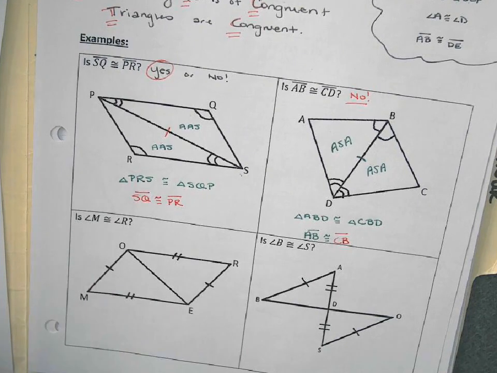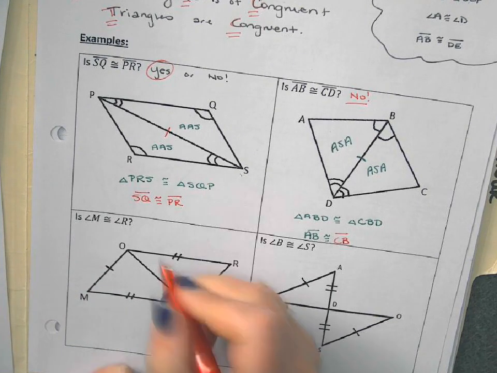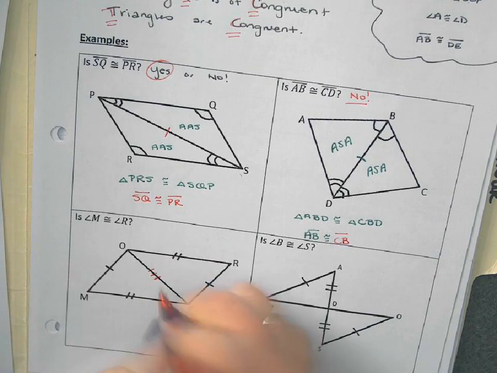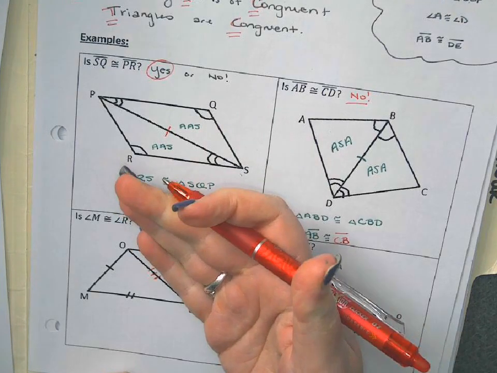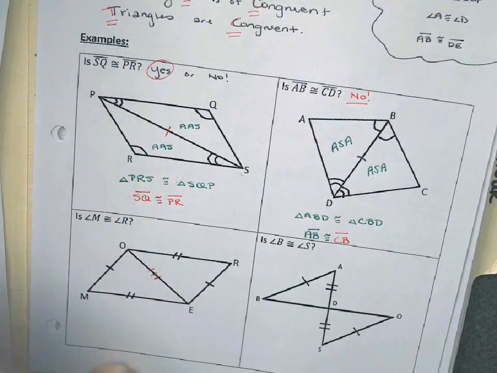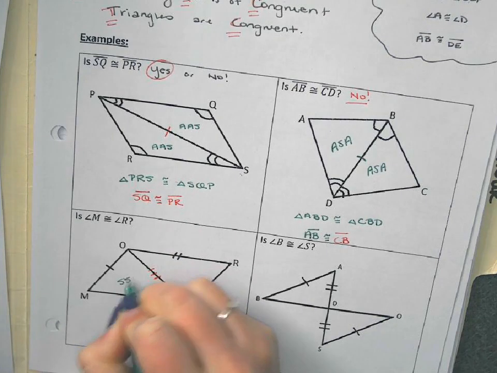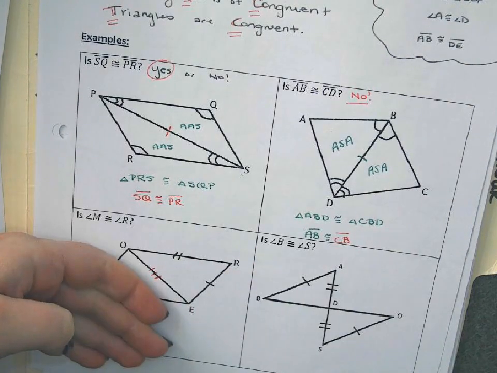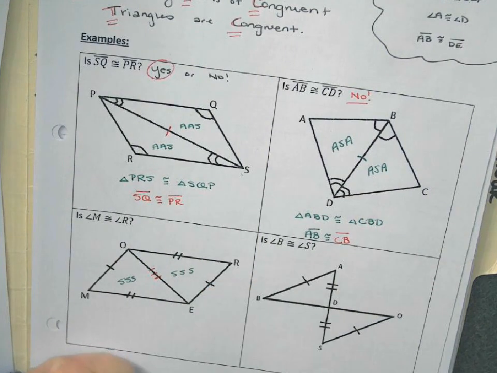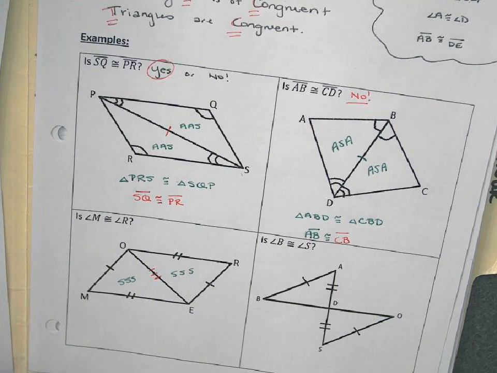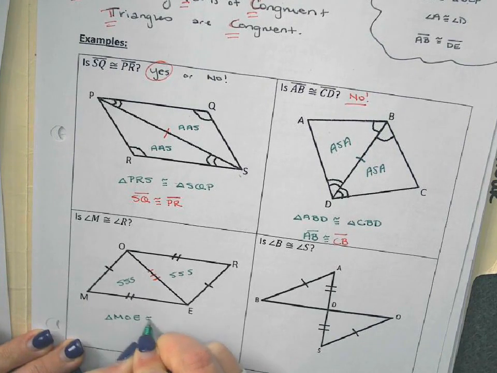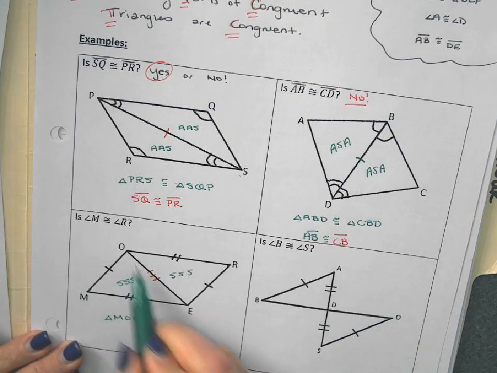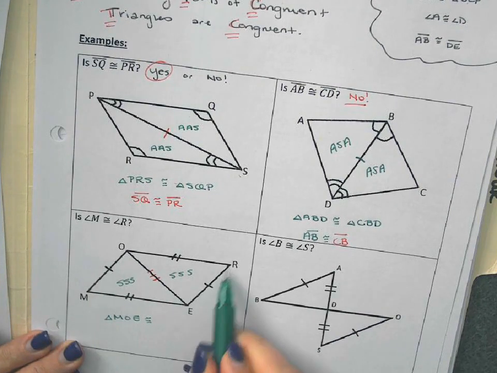All right, so this one here, again, we have another shared side. So if I mark it, make sure you use a different mark than the two that we've already used. So we're going to use 3 dashes there. The bottom triangle, if you look at it, you have side, side, side labeled. The top triangle, if you look at it, you have side, side, side labeled. So that means SSS is a shortcut that works, so we'll be able to name triangle MOE congruent to REO, through the 1 dash, through the triple dash, through the 1 dash, through the triple dash.